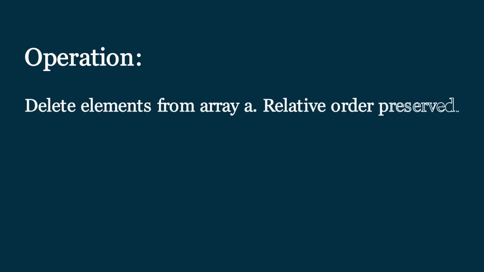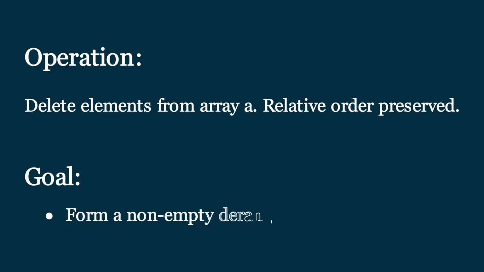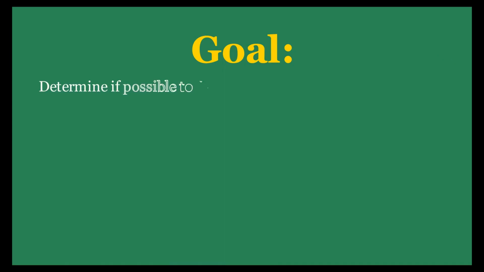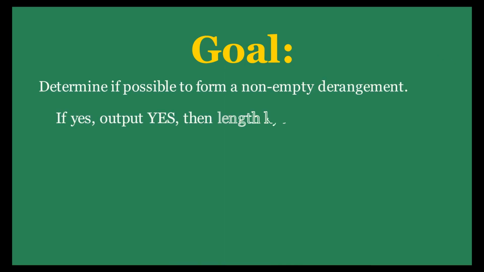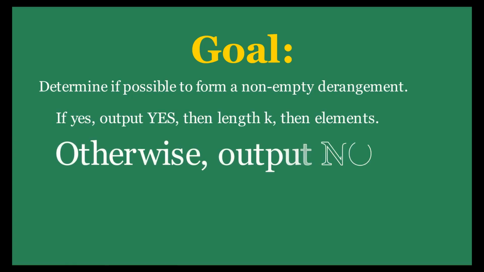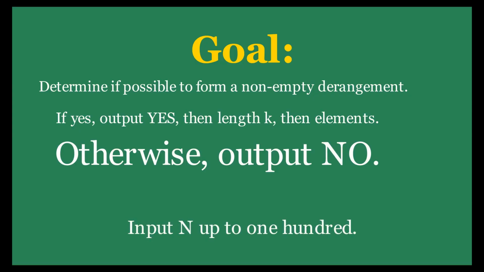The operation we are allowed is simple. We can delete elements from our initial array A. A crucial point is that the relative order of the remaining elements is preserved. Our ultimate goal is to determine if it is possible to perform some, possibly none, operations such that the remaining elements form a non-empty derangement. If yes, we output yes, followed by the length k of our new array, and then the array elements themselves. Otherwise, we output no. The input n is fairly small, up to 100.